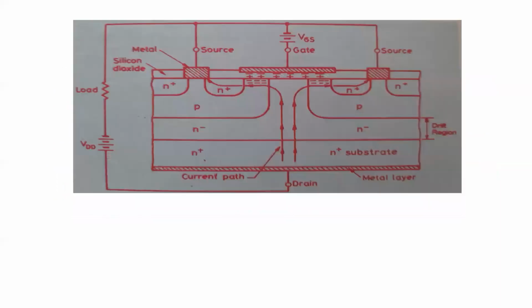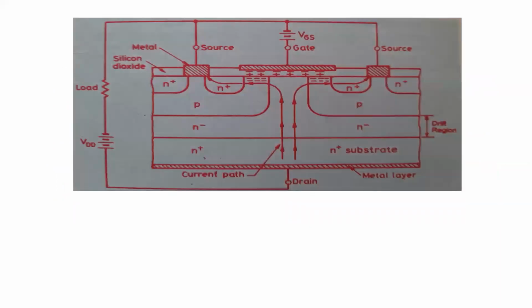Now we can see the structure of our MOSFET. This is called vertically diffused. Here we have N plus and N minus, P, N minus and again N plus. So here we have an N minus layer. This layer is going to support the voltage blocking capability. So the device is constructed such that it will handle high power.